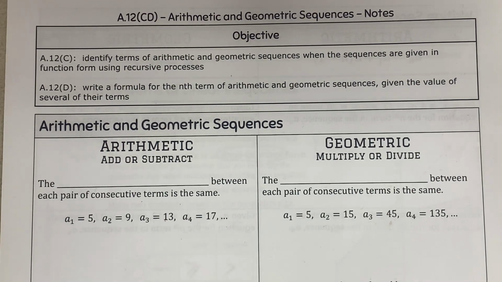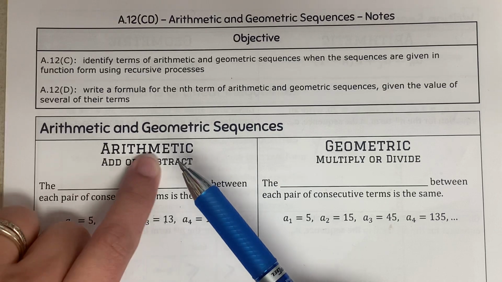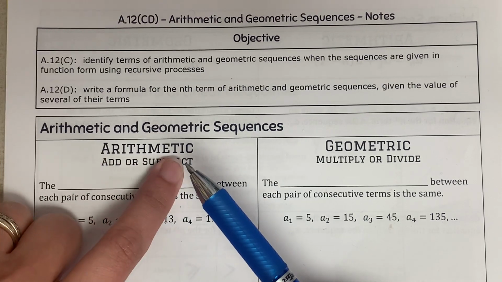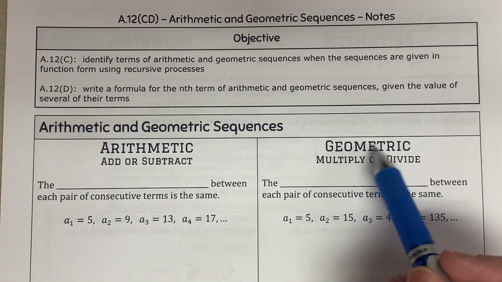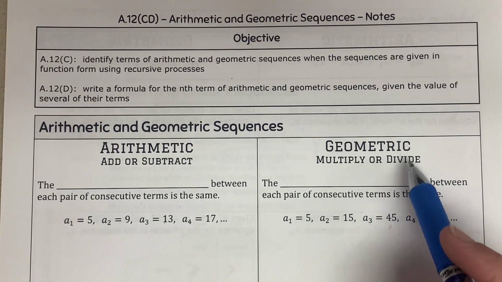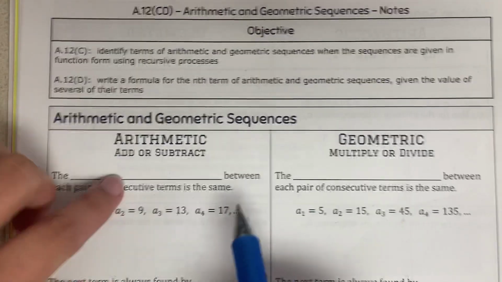You have two different types of sequences. First of all, the first one is arithmetic. Arithmetic is where you are adding or subtracting. And the second one is geometric, where you multiply or divide. Let's work on the arithmetic sequence first.